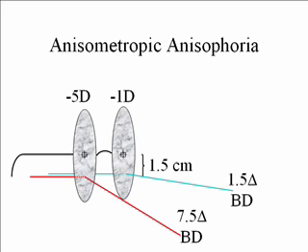We will revisit anisometropic anisophoria in much greater detail later on when we include astigmatism, and we'll describe how we can solve these sorts of problems with spherocylinder lenses.